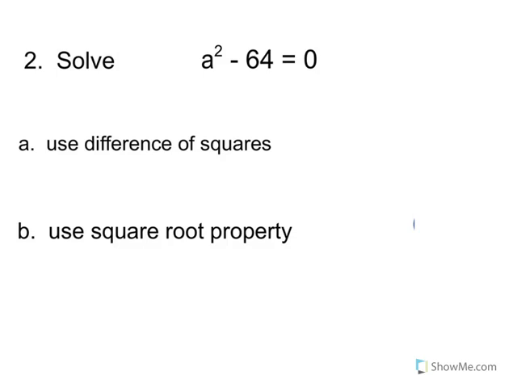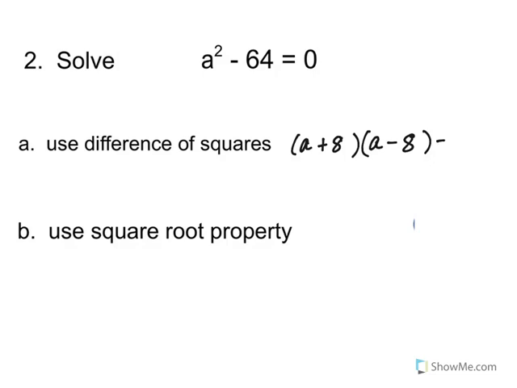Now, using difference of squares, I could solve this equation using a difference of squares. Remember that difference of squares wants us to rewrite it as the product of a sum and a difference. This is when we have a perfect square being subtracted by another perfect square. We take the square root of the first term, so that would be a. We take the square root of the last term, which is 8, and we write that as the product of a sum and a difference.